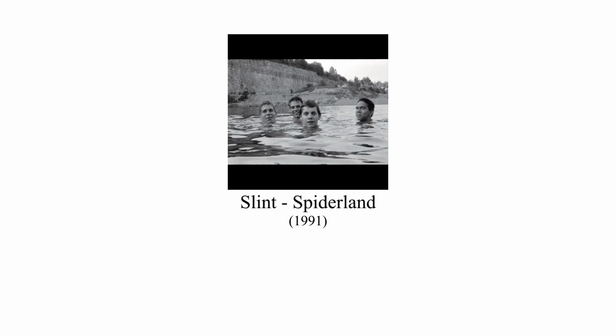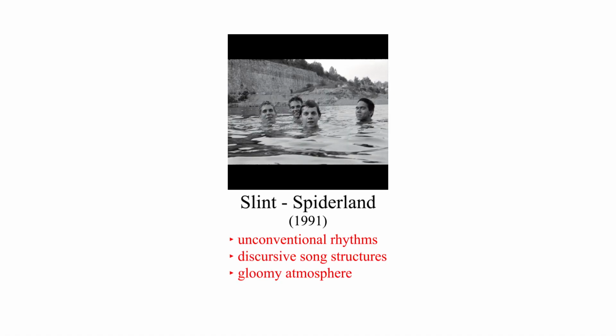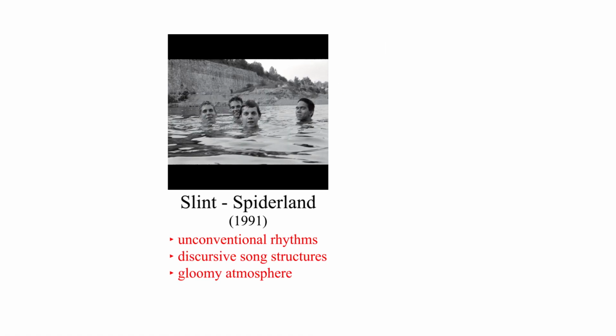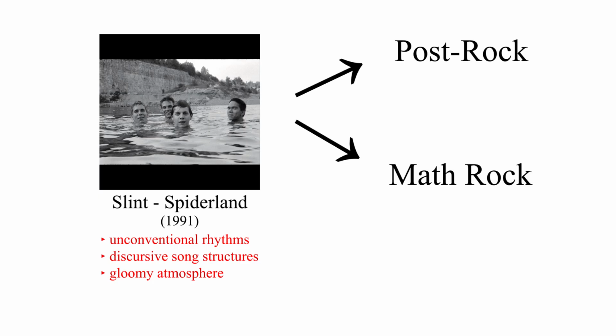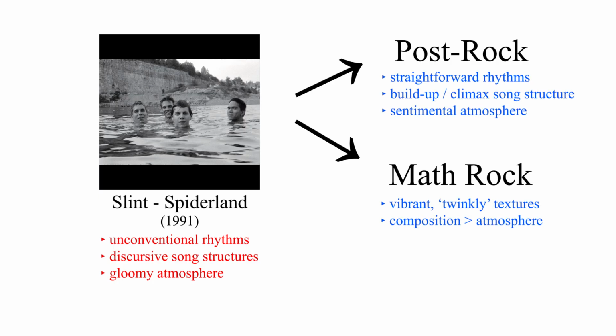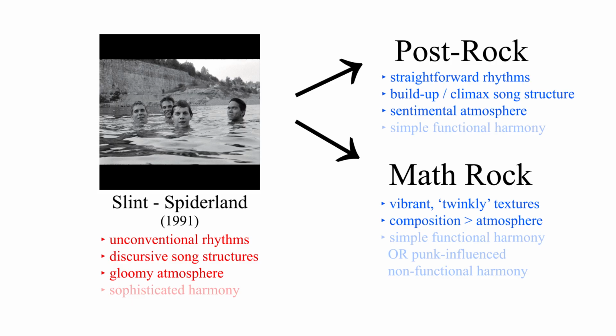The band Slint only ever released 2 albums, including 1991's Spiderland. It had lots of unconventional rhythms, discursive song structures, and a generally gloomy atmosphere, and it became very influential in the developing subgenres of post-rock and math rock. However, many aspects of contemporary post-rock and math rock have since diverged from Slint's original sound, especially the band's approach to harmony, which I feel to be rather underappreciated.